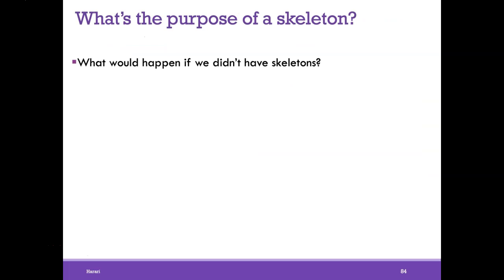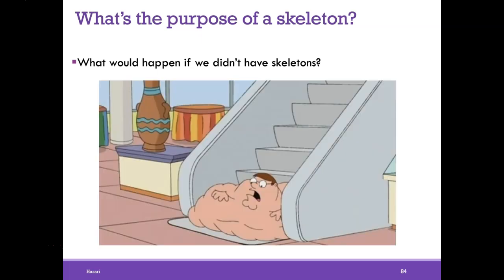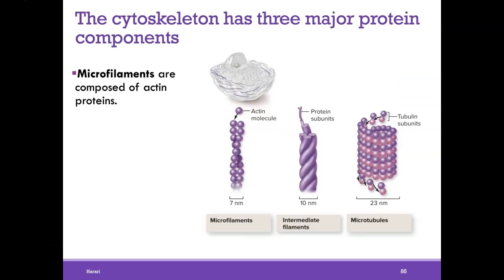So what's the purpose of our skeleton? What would happen if we didn't have skeletons? We'd be just an unstructured blob that's unable to move. And that's what cells would be like if they didn't have a cytoskeleton. Cells would just be blobs with no structure. They wouldn't be able to move. So the cytoskeleton has three major protein components that allow cells to move and have structure and withstand stress.